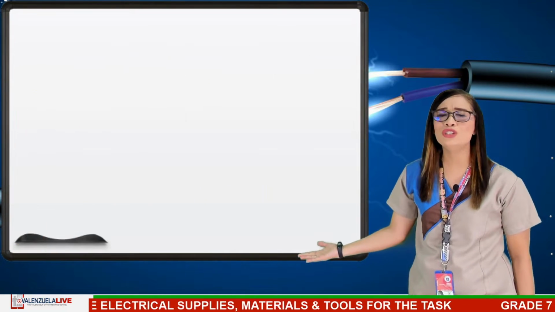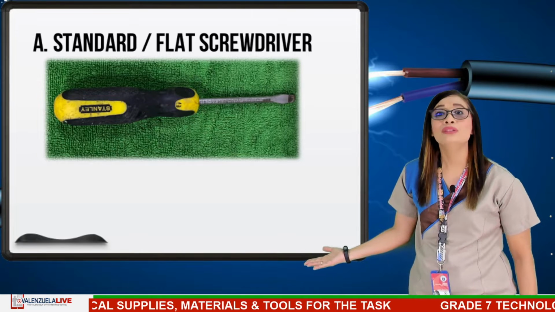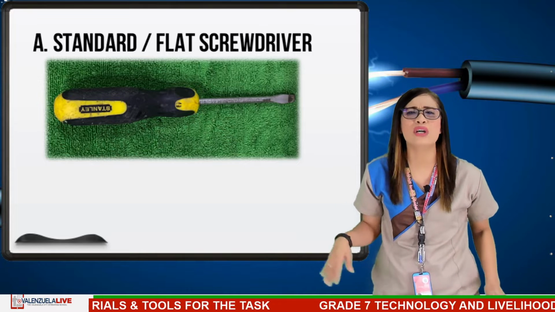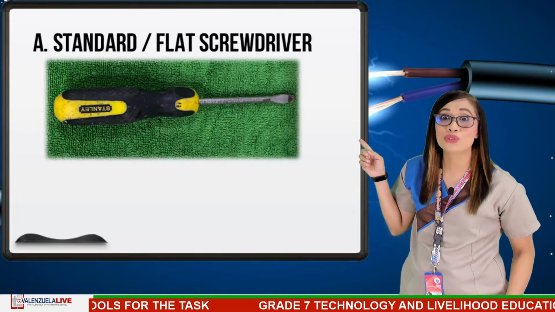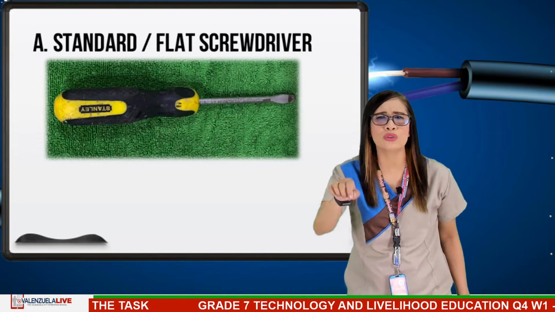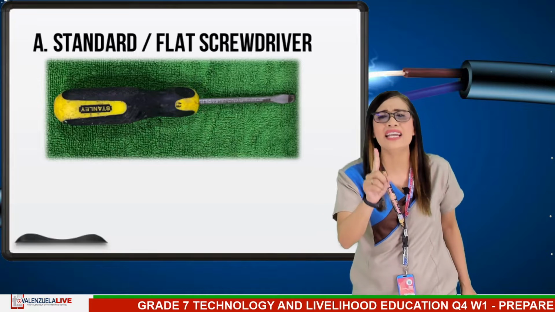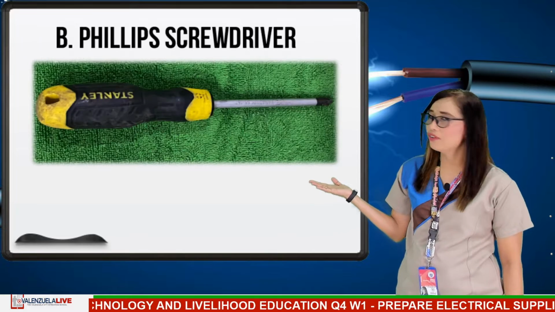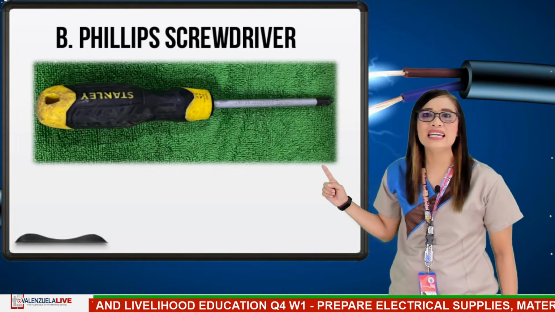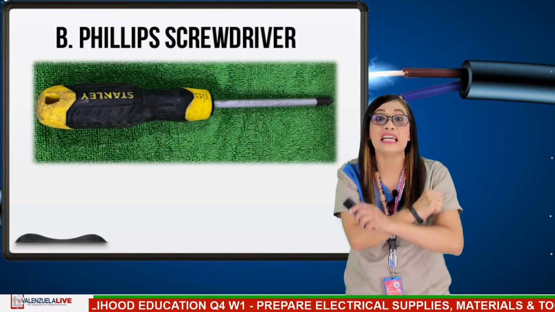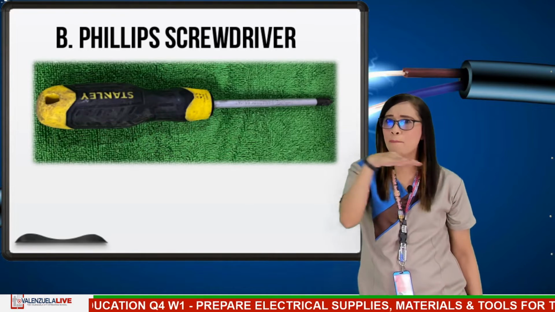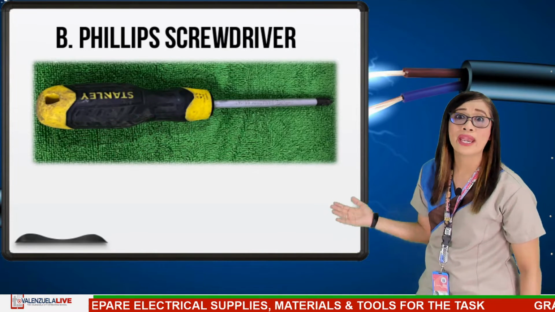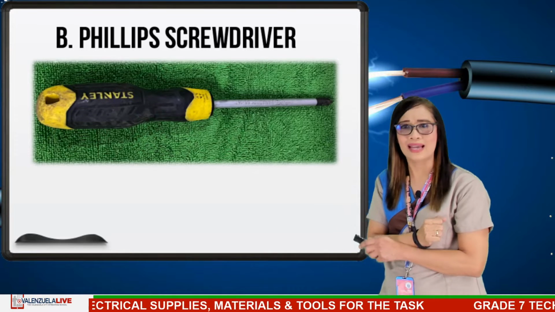First, letter A is standard flat screwdriver. The blade tip is wedge-shaped and resembles a negative sign. This is used to drive screws with a single slot head. Letter B, Phillips screwdriver. This has a cross tip resembling a positive sign. This is used to drive screws with cross slot heads.